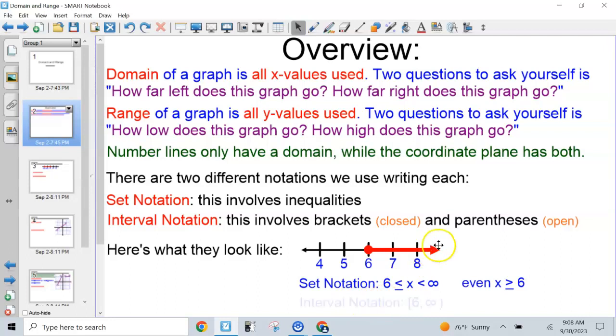For interval notation, left is 6, closed, so bracket. The farthest right is infinity. Infinity is always open, so parentheses.